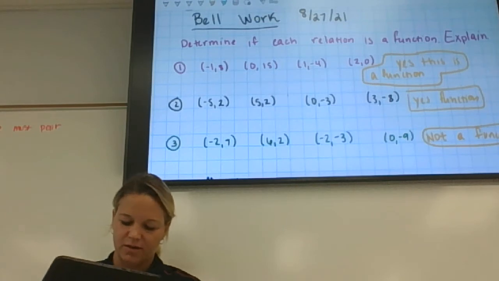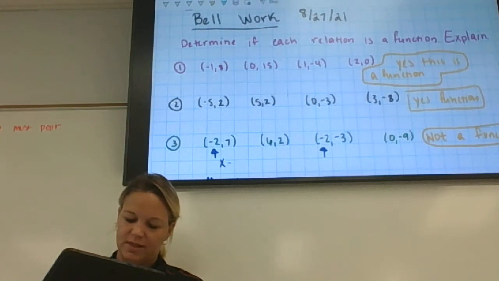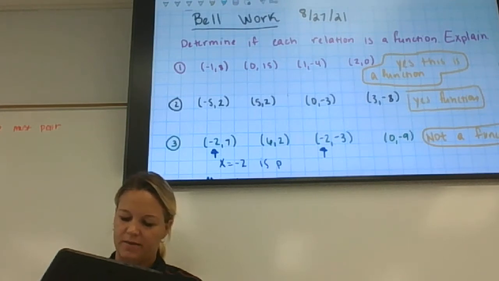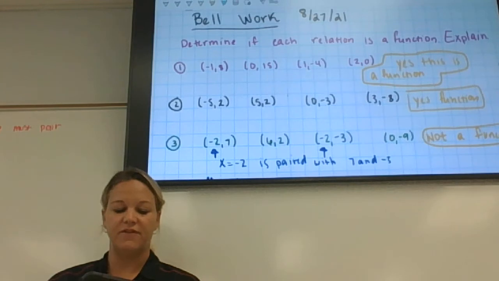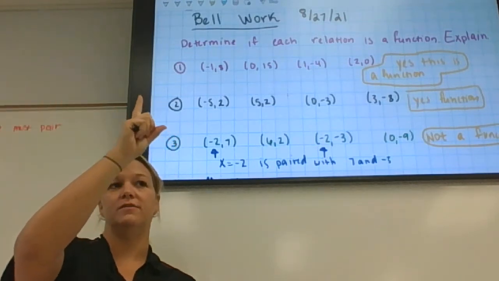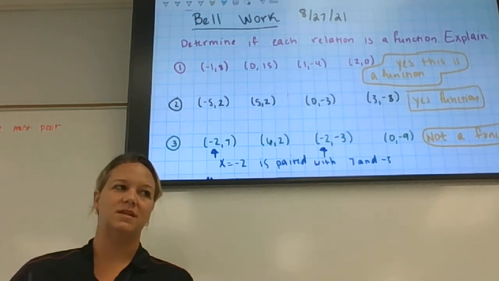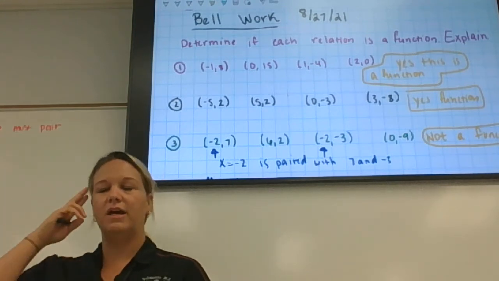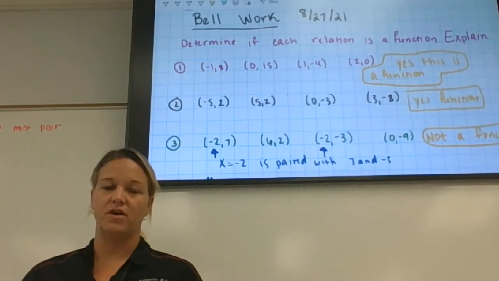-2 is a rule breaker, a little rebel. X equal -2 is paired with 7 and -3. For that reason, I'm not a fan of -2. I can't rely on it. If I pull -2 out of a hat, I only want it to tell me one y value so that I can rely on it. That's functioning. -2 should only be giving me 7. When I pull -2 out and I have to wonder, is it going to give me 7 or a -3? I no longer call that a function.